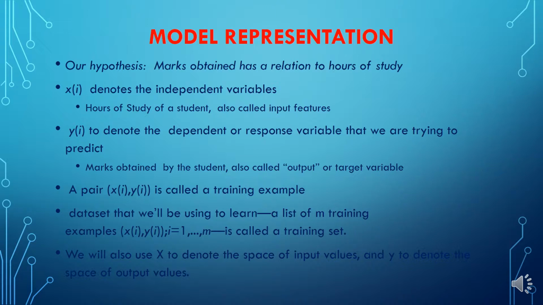Suppose there are 50 students in a class, we will have 50 sets of xi and yi. Such a collection is called a data set. That is the data set we are going to use for learning. What are we trying to learn? We try to learn the relationship between the hours of study and the marks obtained by the student. So if there are 50 examples in the data set, then m is equal to 50. That is the size of the data set.